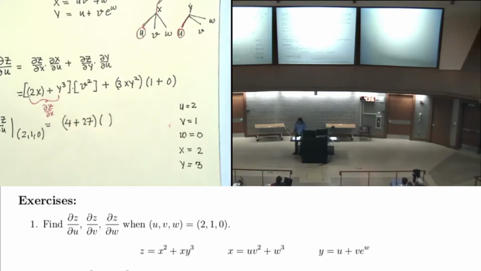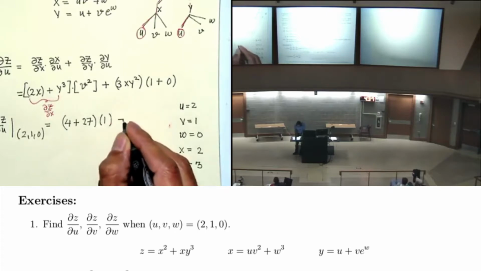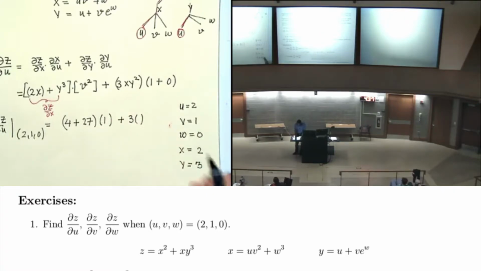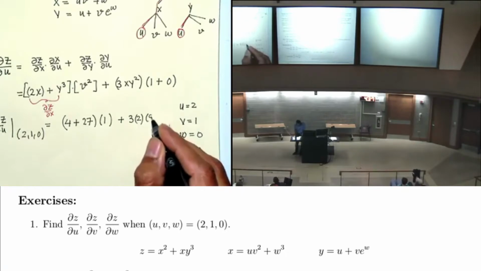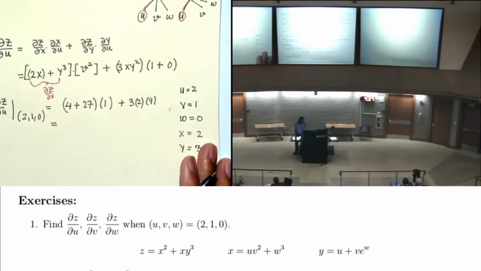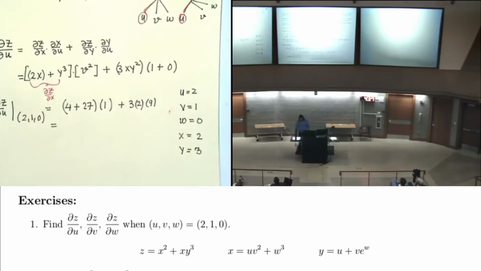What is v? v is 1, 1 squared is 1, that's easy. That is 3 times 2, because x is 2 and y is 3, that's going to be 9. And then you're going to add them up. Anyone want to volunteer the calculation? 27 plus is going to be 31.